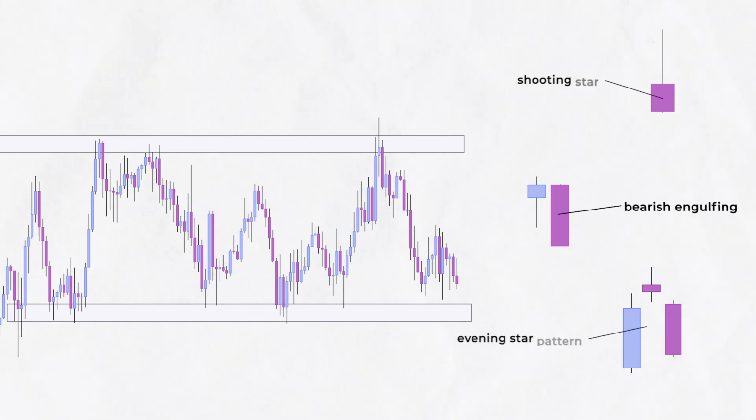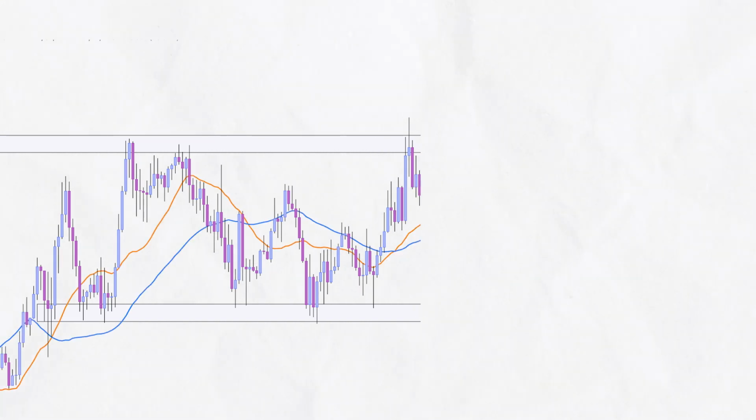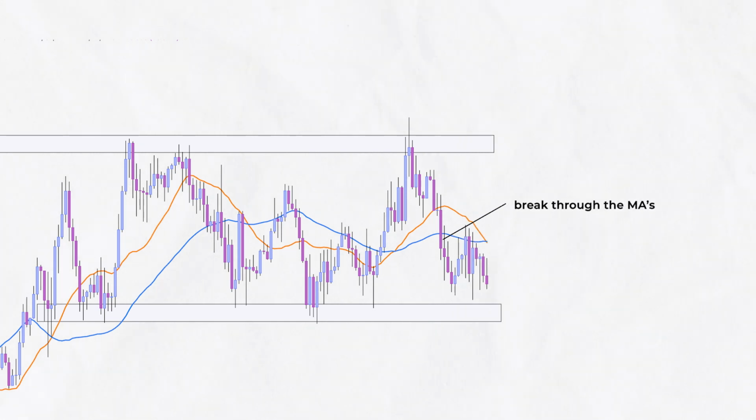position. I always watch out for bearish candlestick patterns like a shooting star, bearish engulfing, or evening star patterns suggesting a possible reversal. Additionally, if the price fully breaks below the moving averages, this also gives a strong hint that the sellers are getting in control and it's time to make a move and exit the trade.